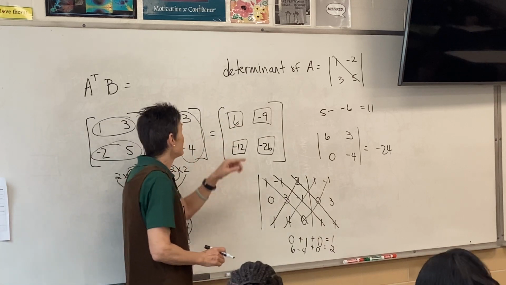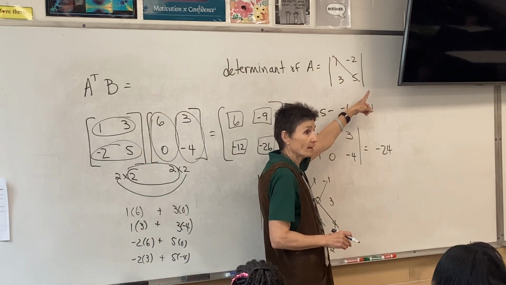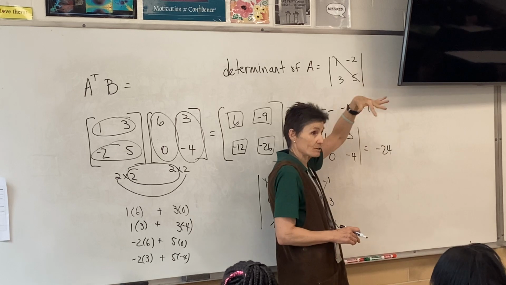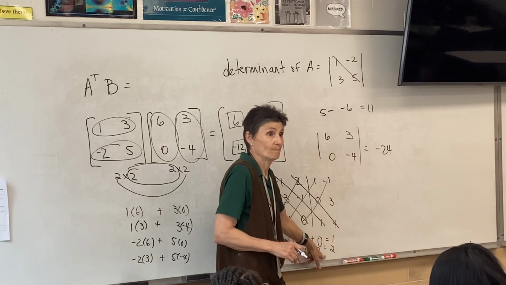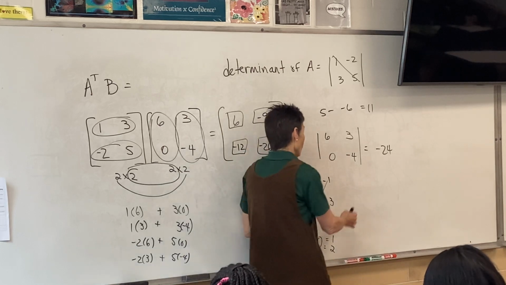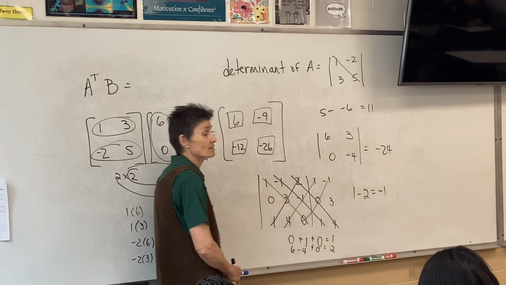Now remember what you did with the little ones. You took that product and that product and you subtracted them, right? So guess what I'm going to do with my 1 and my 2? Subtract them. So 1 minus 2 is negative 1. That's the answer to the question.